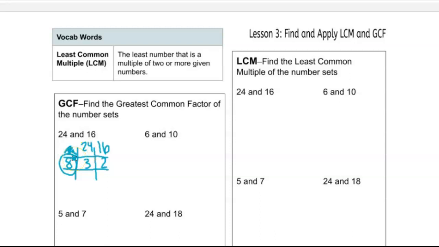So for these ones, you don't have to list out all of the factors to find the biggest one. You're going to use your math skills and you have it right off the bat.